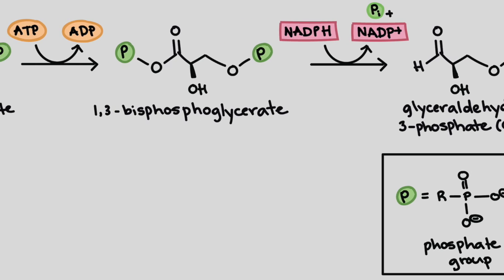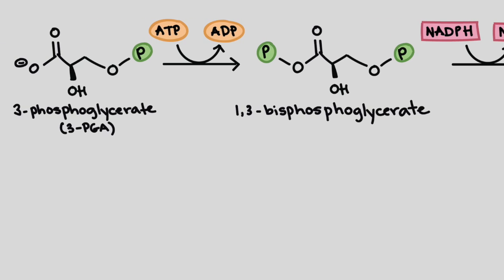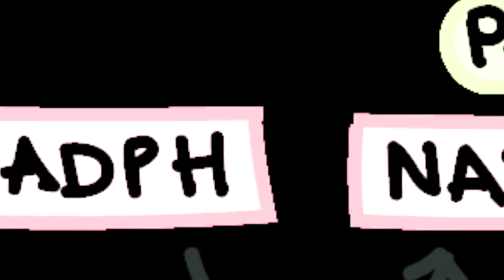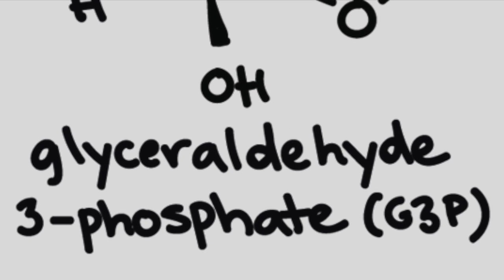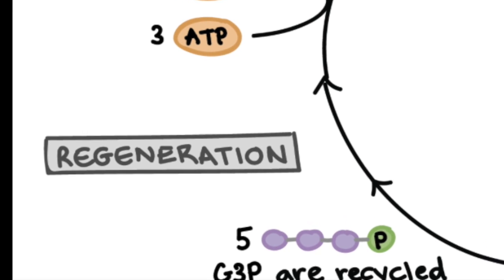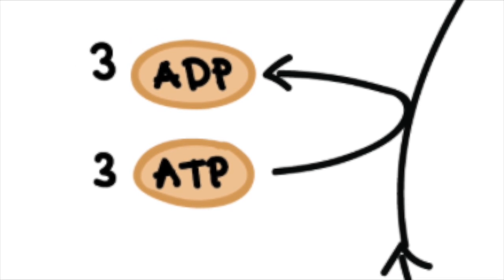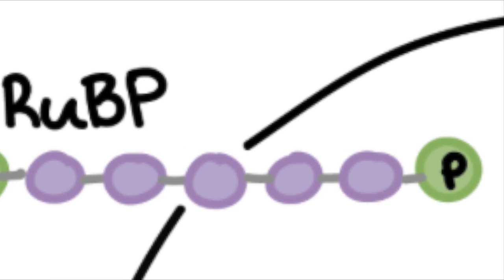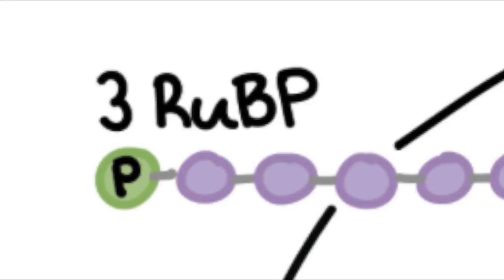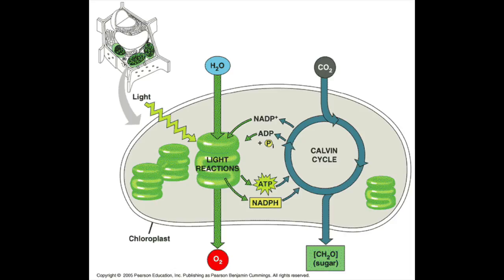In reduction, energy from 6 molecules of ATP is used to oxidize NADPH to NADP+, producing 6 molecules of energy-rich 3-carbon sugar G3P. In regeneration, a series of chemical reactions use energy from ATP to rearrange the atoms of the 5 G3P molecules, which forms 3 RuBP molecules. These will start another turn of the cycle.